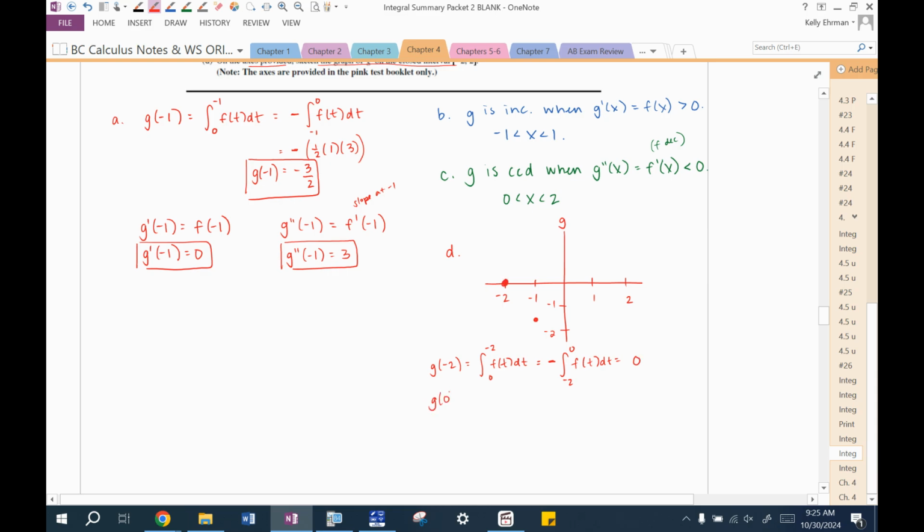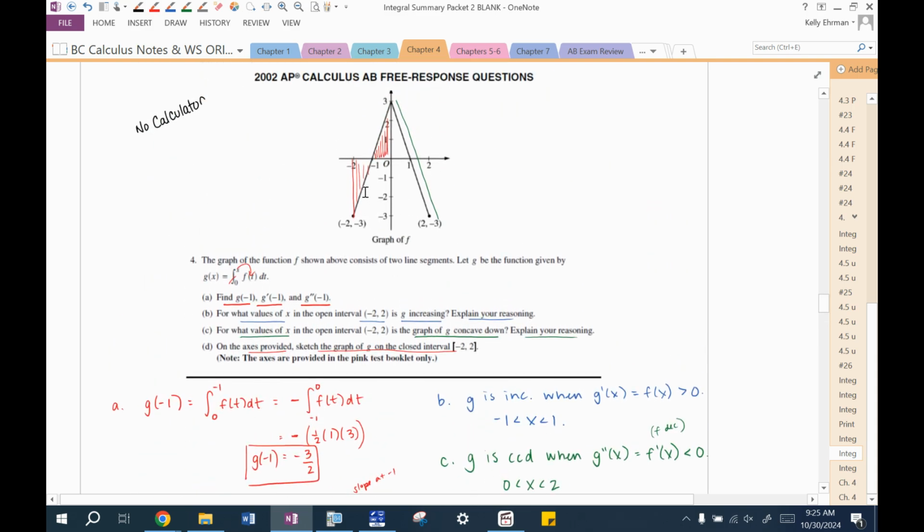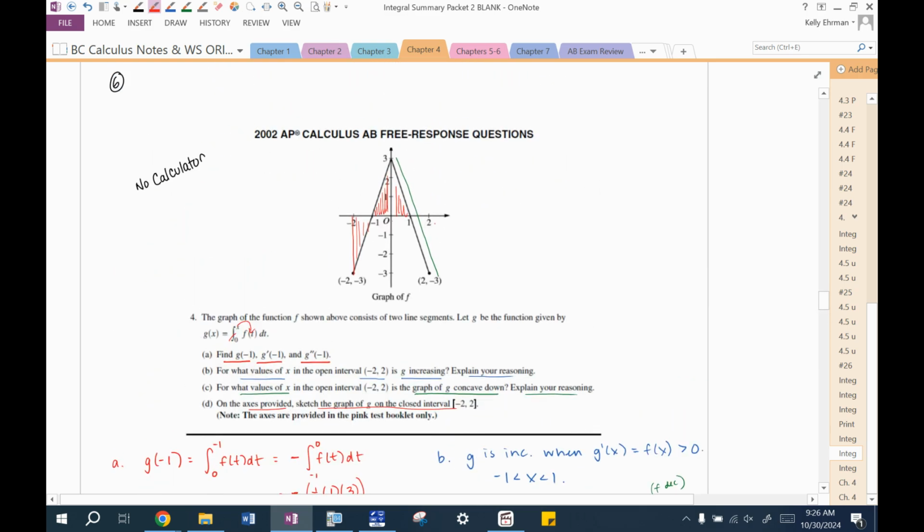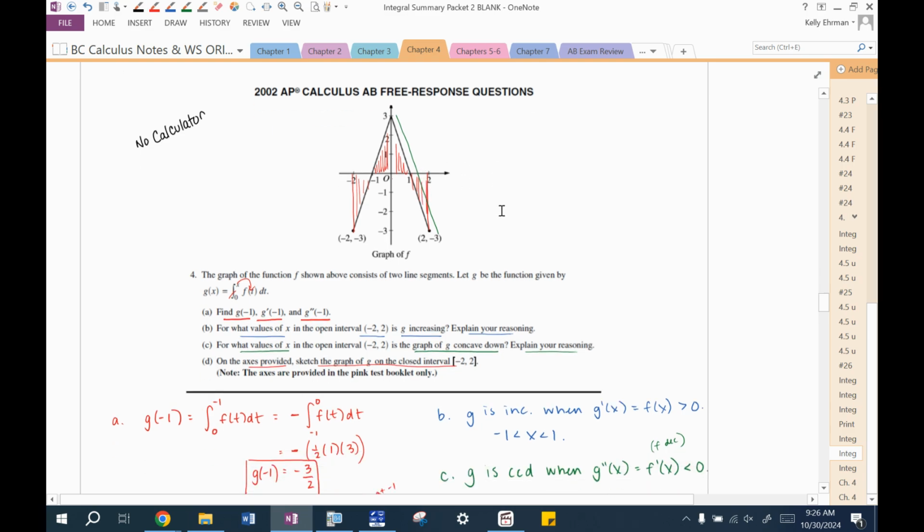And then what's g of 0? That's the integral from 0 to 0 of f of t dt. That's easy. That's 0. Okay. What's g of 1? G of 1 is the integral from 0 to 1. That's this positive area right here. It's the integral from 0 to 1 of f of t dt. So that's equal to positive 3 over 2. So at 1, I can plot 1.5. And I bet g of 2 is 0. Let's look. Yeah, from 0 to 2, another symmetric little area. These are the same areas, but this one's negative, this one's positive. So their net area is 0.